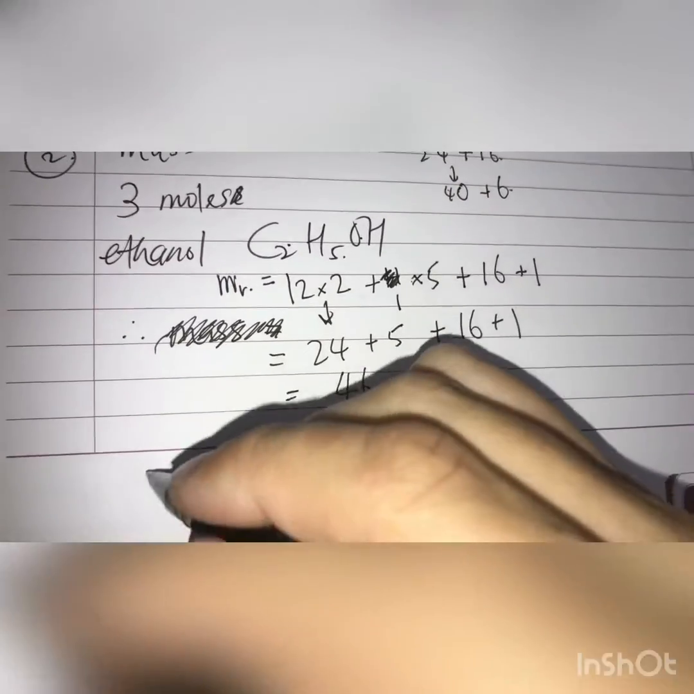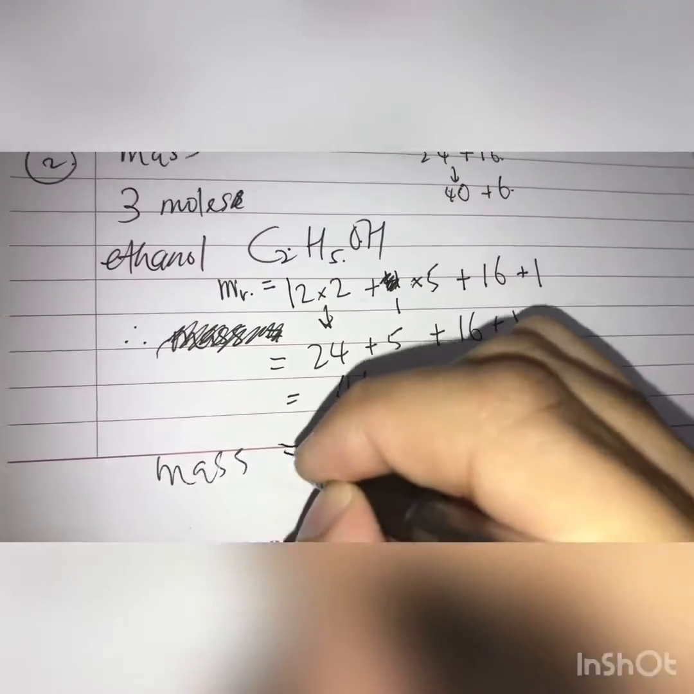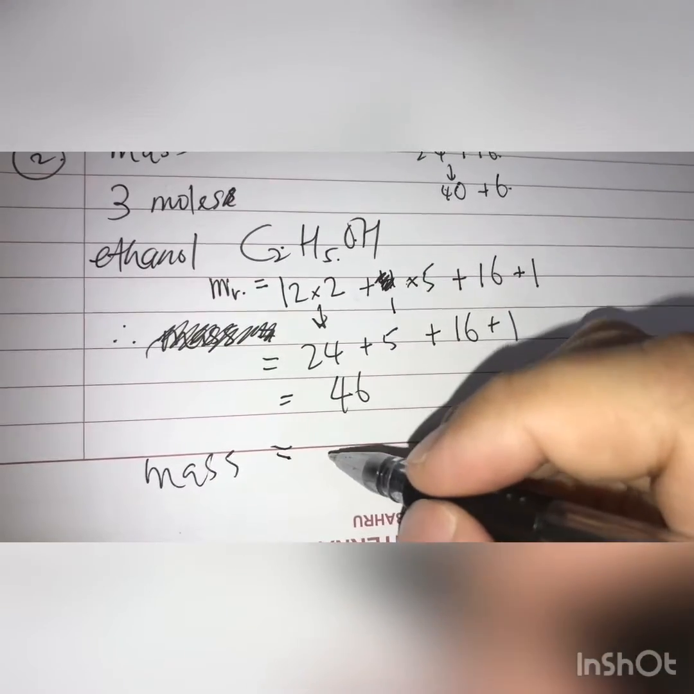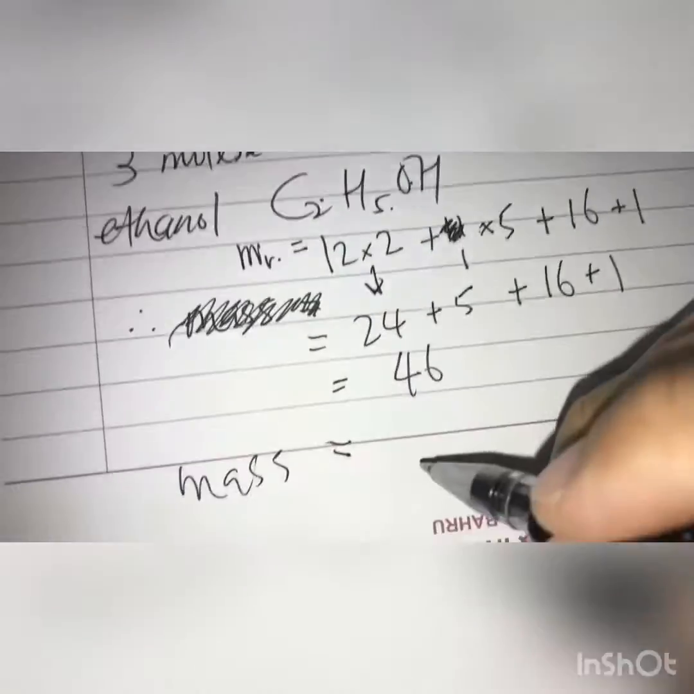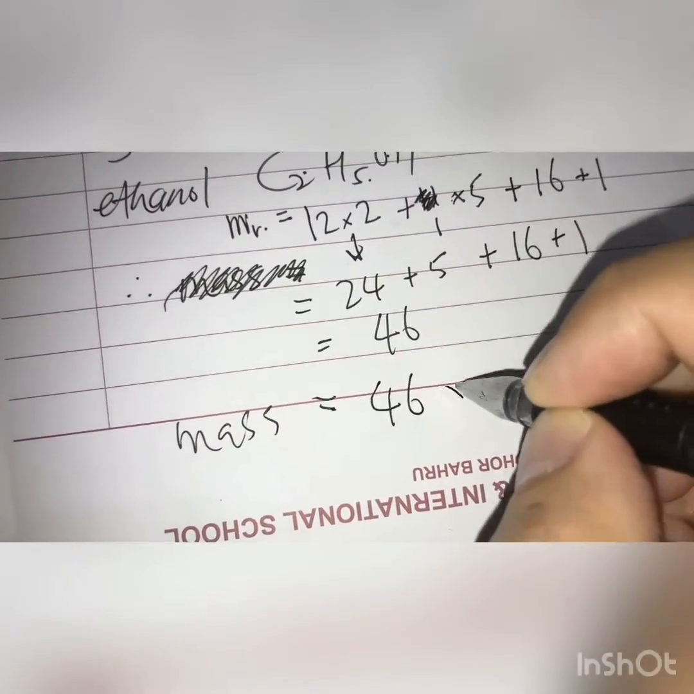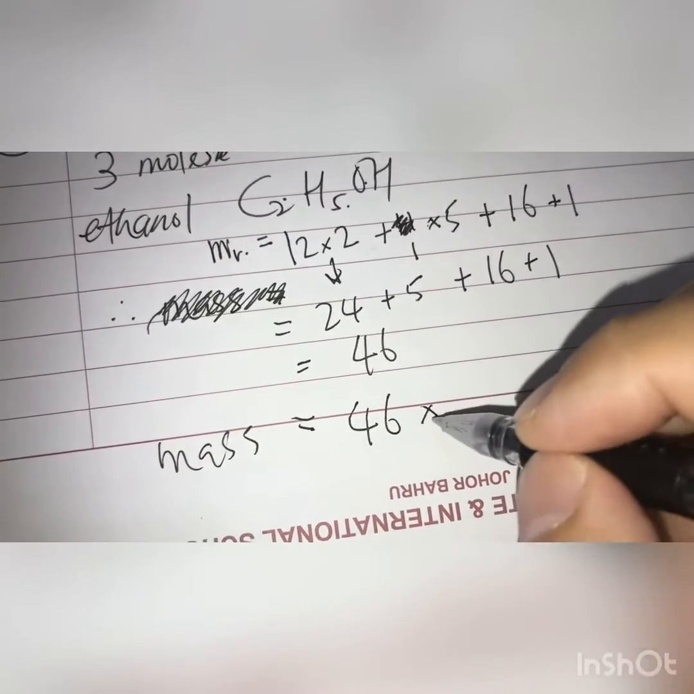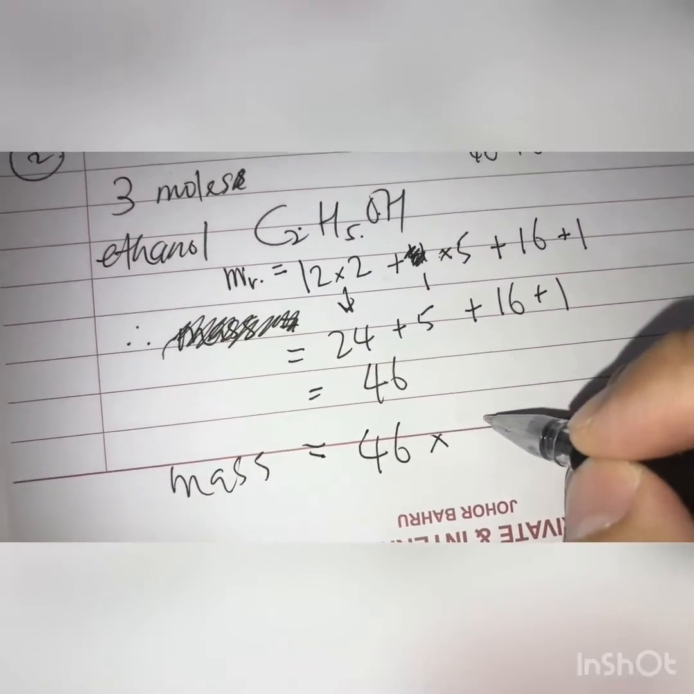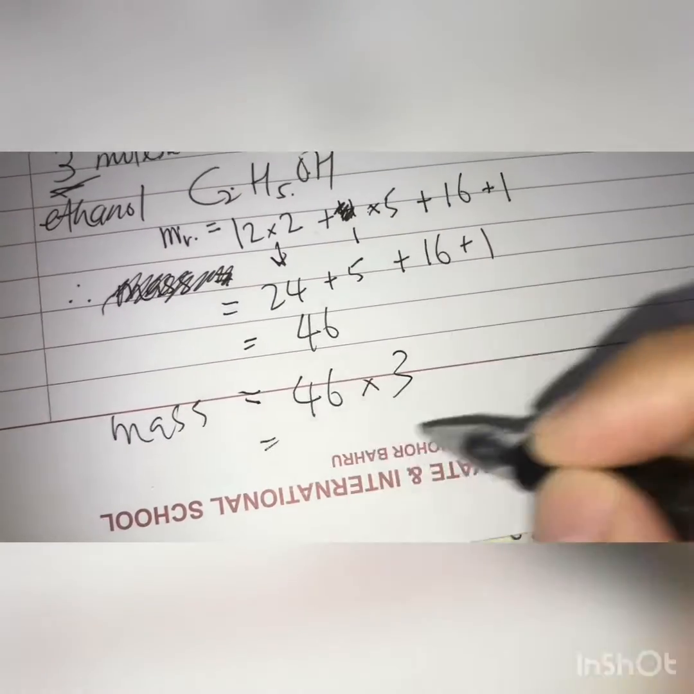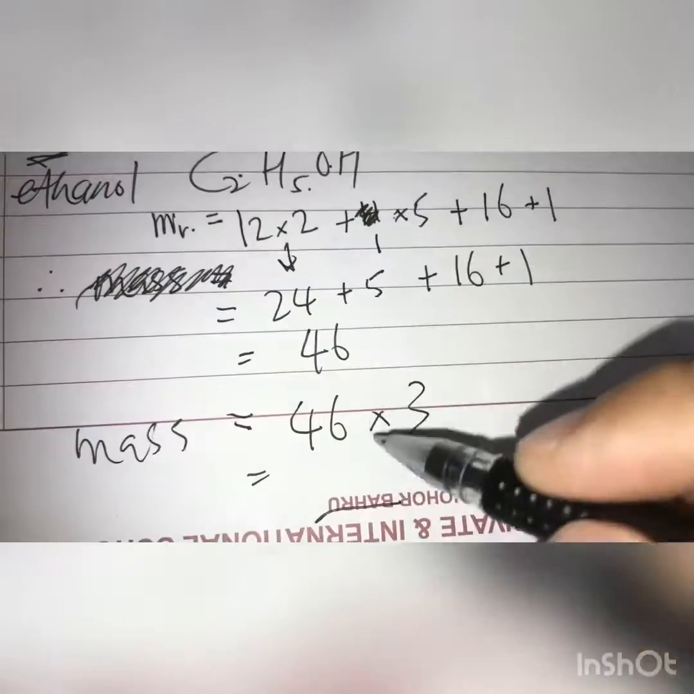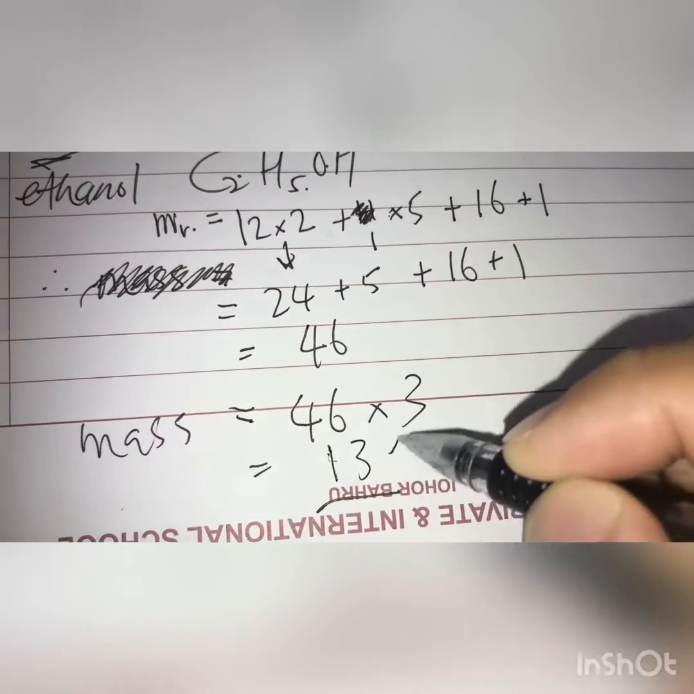Molecular mass 46. So the mass for the ethanol in 3 moles. Formula again: mass in 1 mole, which is 46, times the number of mole, 3. So you will get the answer. The answer is 138 grams.